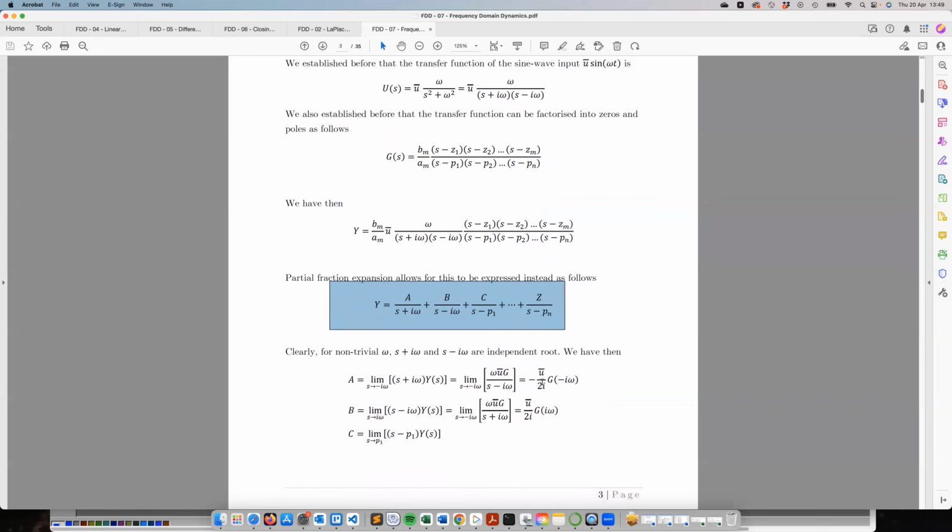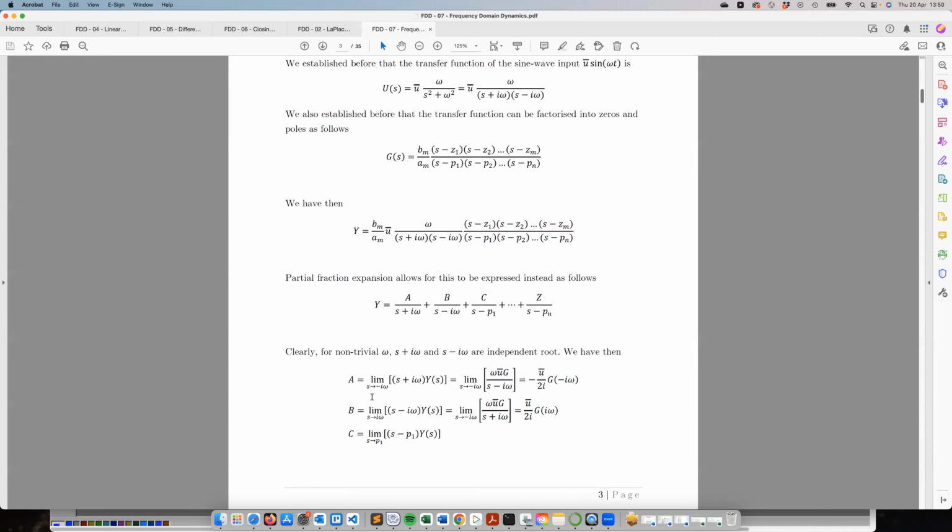And so to get those, we said typically what we would do. So for instance, if we wanted the value for a, we can see if we multiply the left and right hand sides by s plus I omega, right? If we multiply y times s plus I omega, and we multiply everything else here by s plus I omega, then we'll have a plus b times s plus I omega over s minus I omega plus c times s plus I omega over s minus p1 and so on.